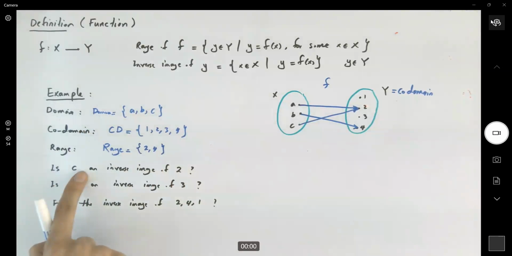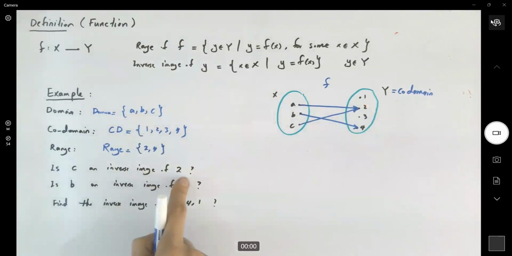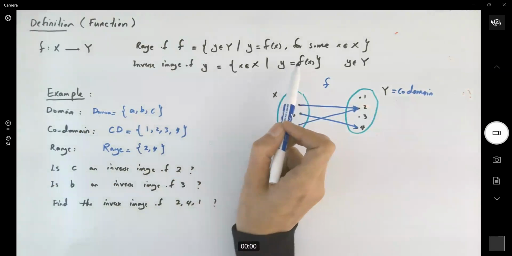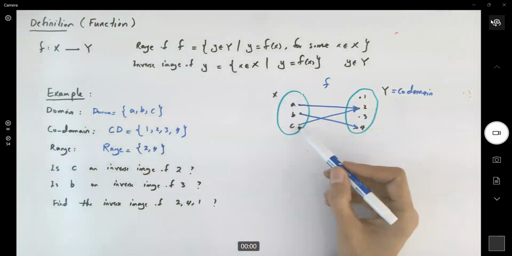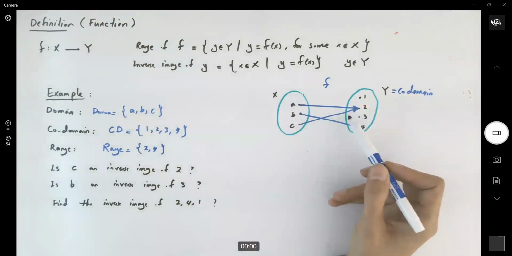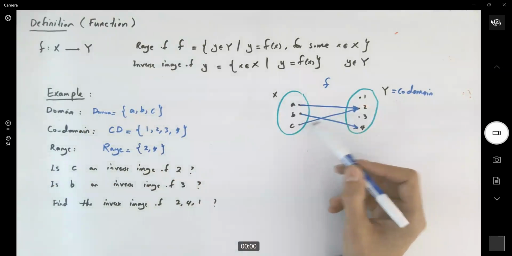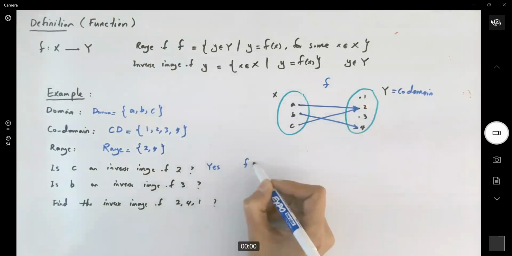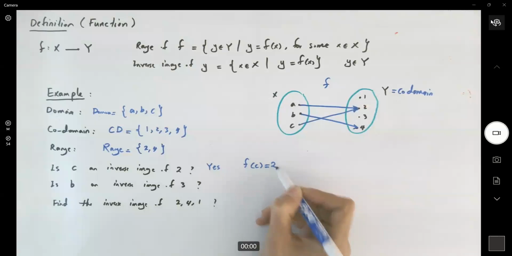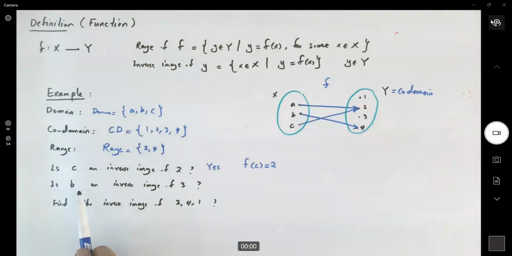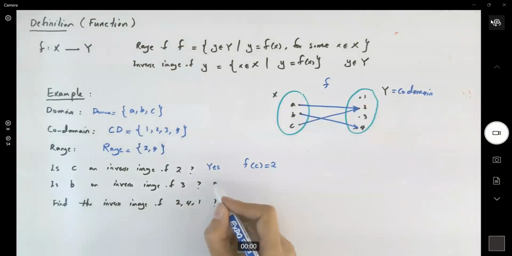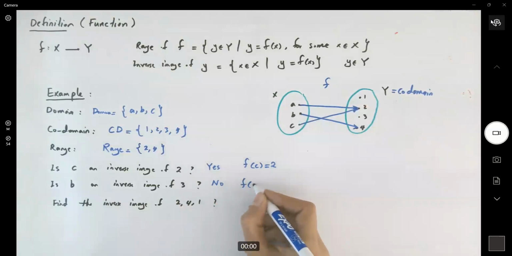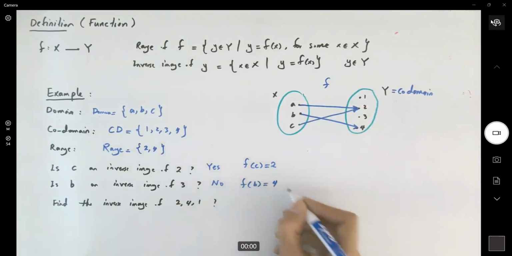Now, is C an inverse image of 2? How do they define the inverse image? They should be connected by f somehow. C is the inverse image of 2? Yes, of course, we can see a connection between them. Yes, because f of C is equal to 2. Is B an inverse image of 3? The answer is no. B is connected to 4. f of B is equal to 4, not 3.